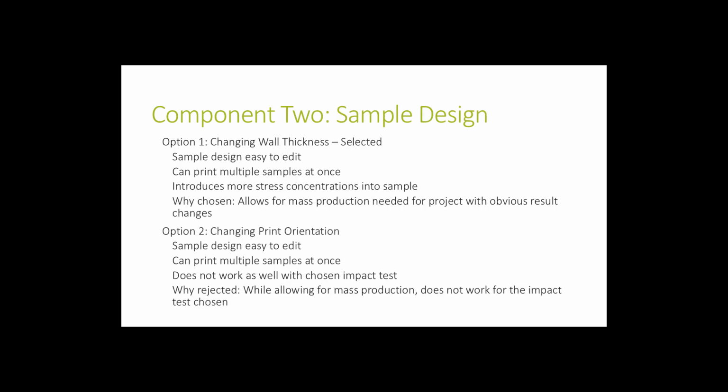Our second component was the sample design. Our first option was changing wall thickness, which we selected. The sample design was easy to edit. We can print multiple samples at once. However, it does introduce more stress concentrations into the sample. We chose this because it allows for mass production needed for the project while changing the results.